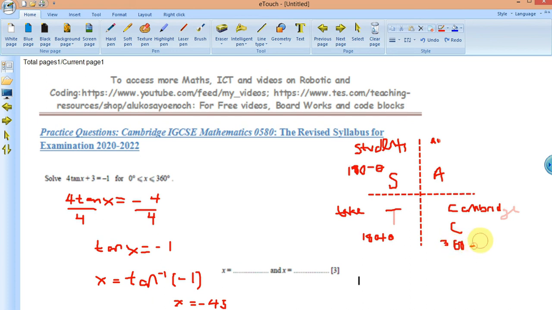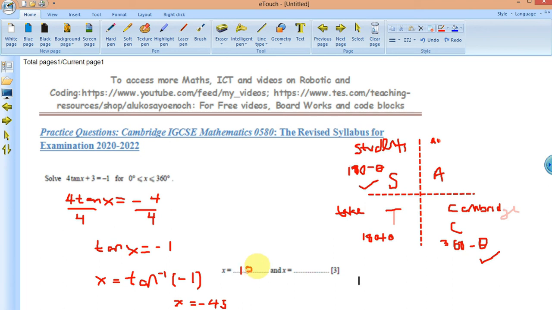Now here I have minus 45, and this is tan, meaning that the angle lies either on the second quadrant or the third quadrant. What are the two possible values? This is tan, so second quadrant, that is 180 minus theta. So 180 minus 45, that is 135. Yes, 135.